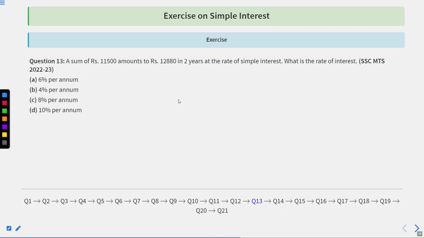Question number 13. A sum of rupees 11,500 amounts to rupees 12,880 in 2 years at a rate of simple interest. What is the rate of interest?